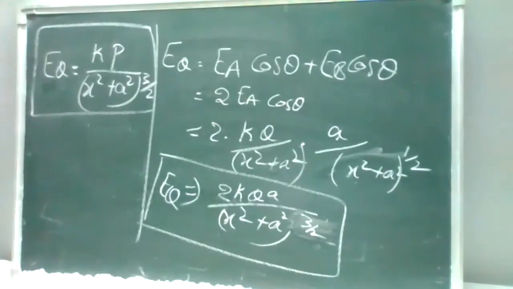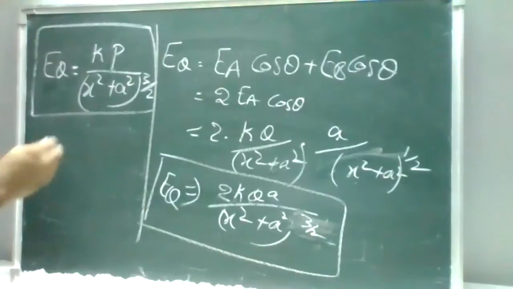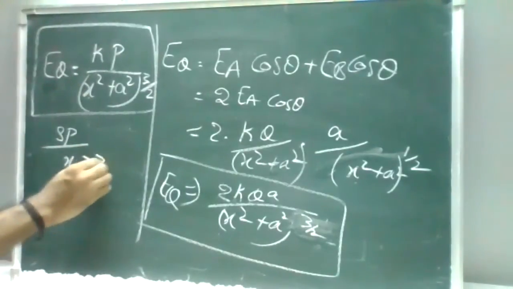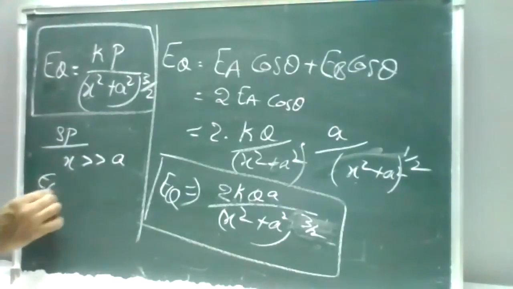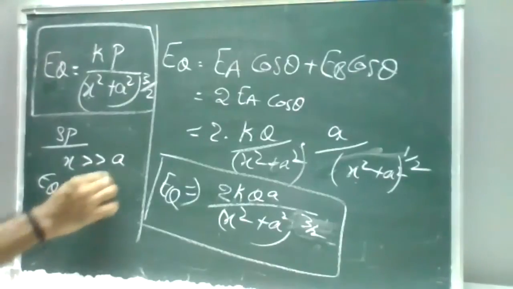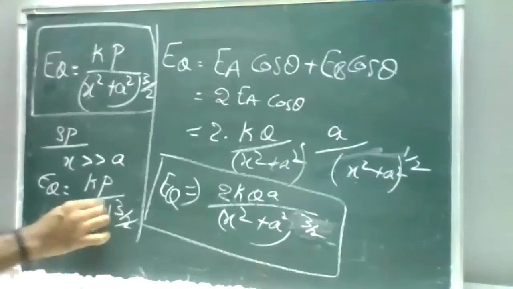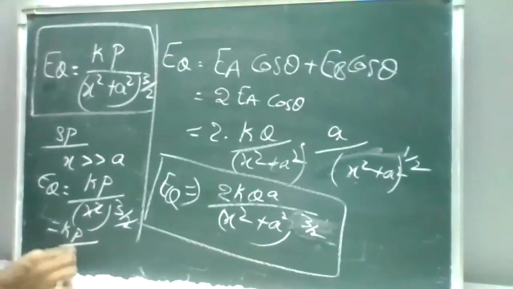There is a special case in this. If x is much greater than a, then compared to x we can neglect a. So the final equation becomes E equal to kP by x square, whole power 3/2. The square will get cancelled, so it is kP by x cube. That is your equatorial field.